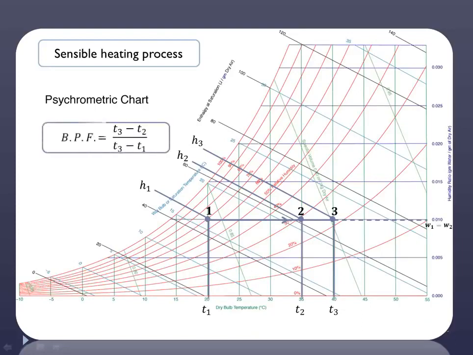Now let us define one factor which is known as the bypass factor of the air. It is the ratio of the temperature difference which is not achieved. So here this is the temperature difference T3 minus T2 which we have not achieved, divided by the temperature difference which could have been achieved. So it is T3 minus T1. So the thing which we have not obtained divided by the thing which we would have obtained, that ratio in terms of temperature is known as the bypass factor.